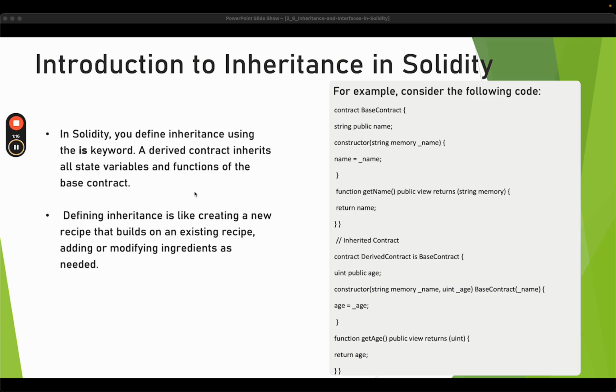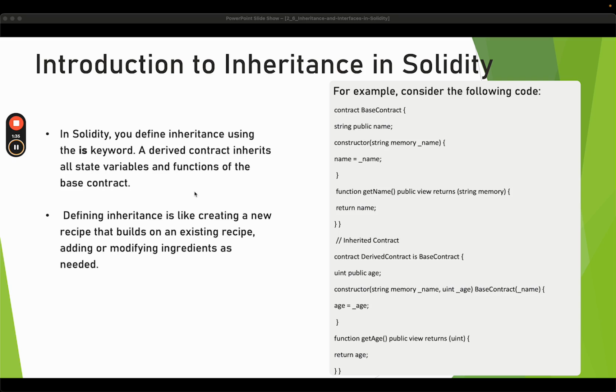In Solidity, you define inheritance using the is keyword. A derived contract inherits all state variables and functions of the base contract. Defining inheritance is like creating a new recipe that builds on an existing recipe, adding or modifying ingredients as needed. For example, consider the following code.